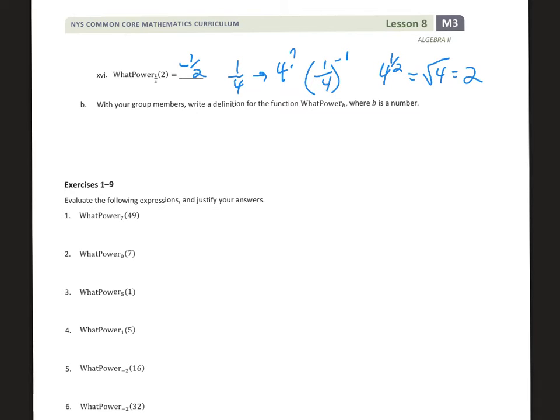So basically the what power function, where b is a number, you can write something like this: the number you need to raise your base to in order to get x. So if you know that b raised to a certain power is equal to x, then what power gives you b of x equals L, right?